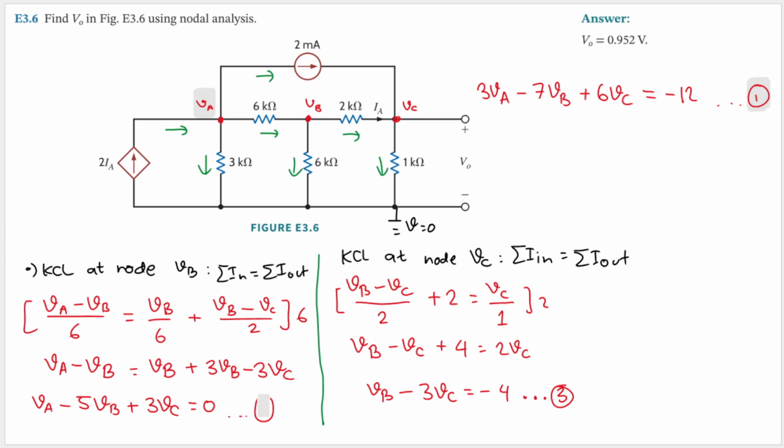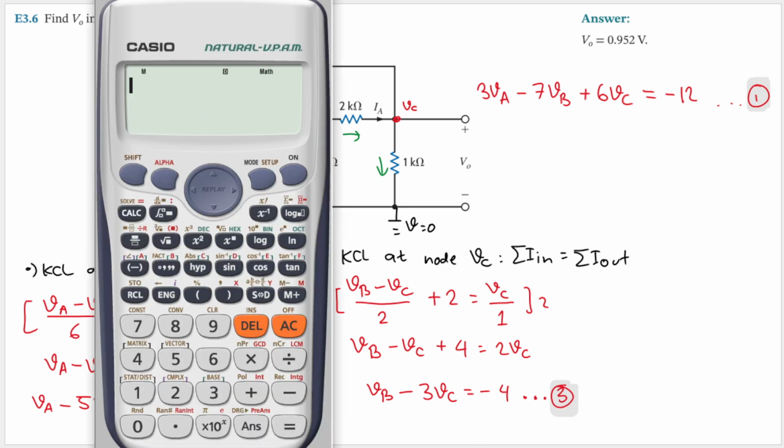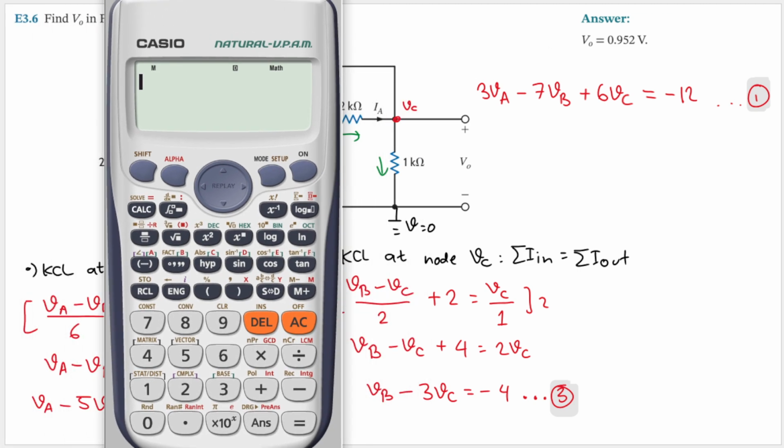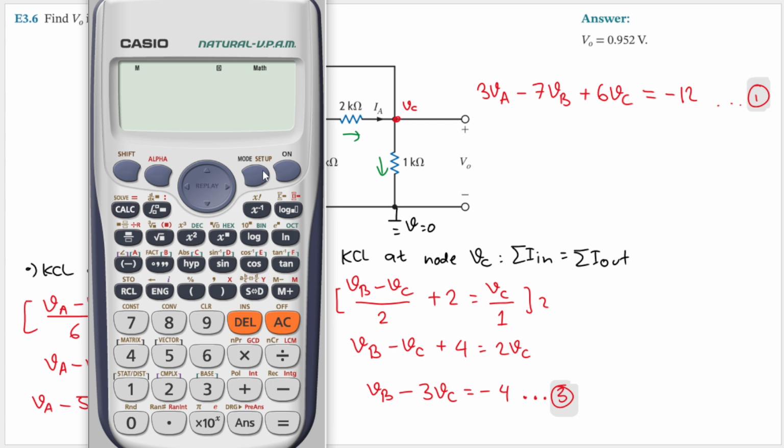So now we have 3 equations with 3 variables, right? 1, 2, and 3. The fastest way to solve this is by using a calculator. Okay, let's set our calculator as equation solver. Equation solver is number 5, and 3 variables is number 2. And let's plug in the coefficients. So we will have 3, then minus 7, 6, and then minus 12.